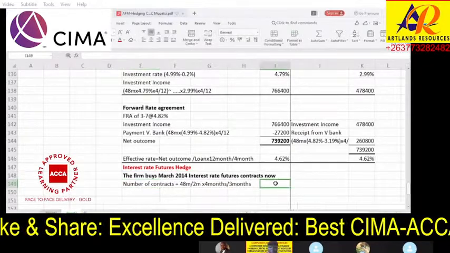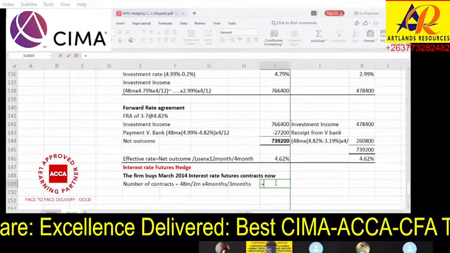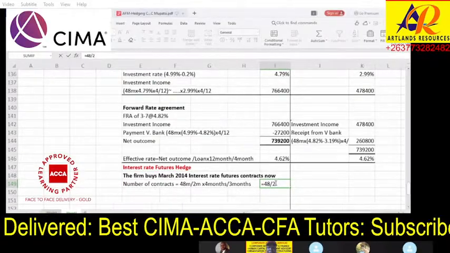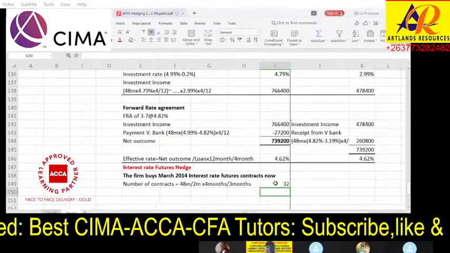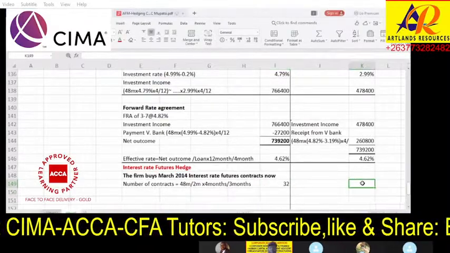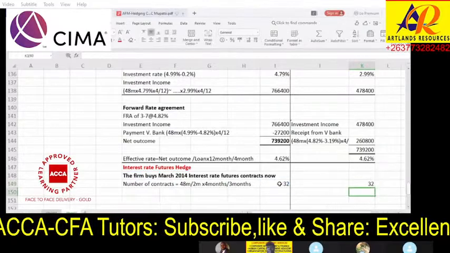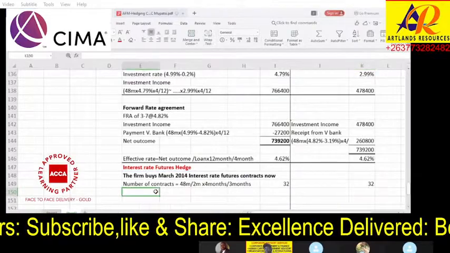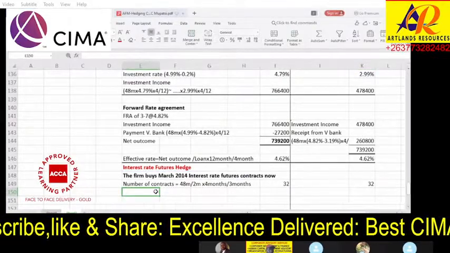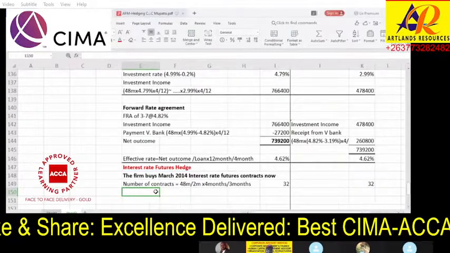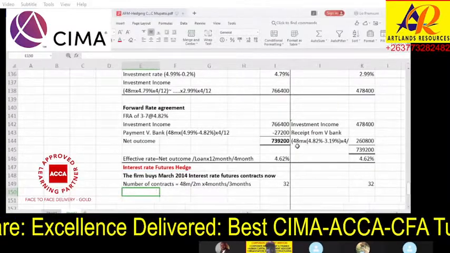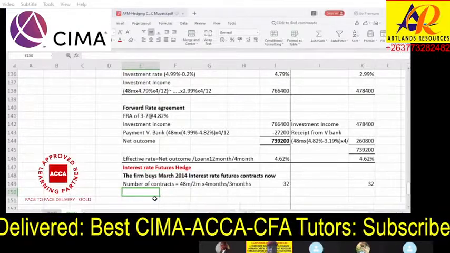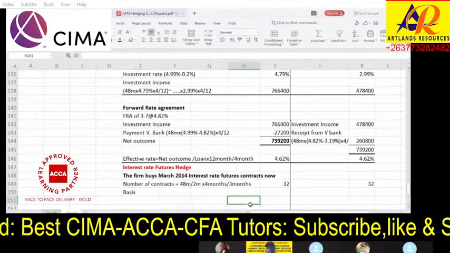So the number of contracts that I'm getting becomes 48 over 2 million, the contract size is 2 million, times 4 over 3. I'm getting 32. So number of contracts are 32 on both ways. And then after getting number of contracts, you then have to have basis in order to estimate closing futures price. You need to have basis. So here is how you calculate basis. Basis is like this. You say basis. I told you what you do.